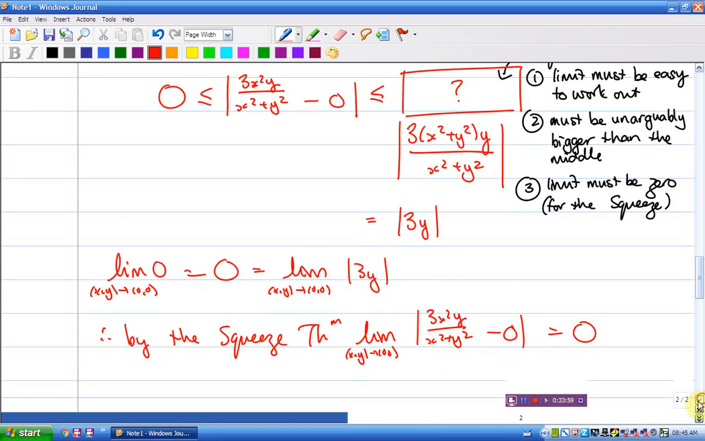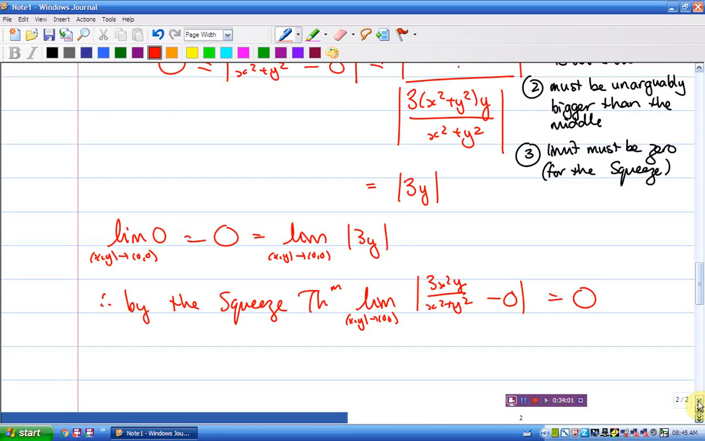Now remember I said if our paths of approach had all seemed to take us to 2, then instead of a minus 0 there we would have had a minus 2, but we still would have had this distance tending to 0, and then we would say the limit of our actual function equals 2, in my hypothetical example.